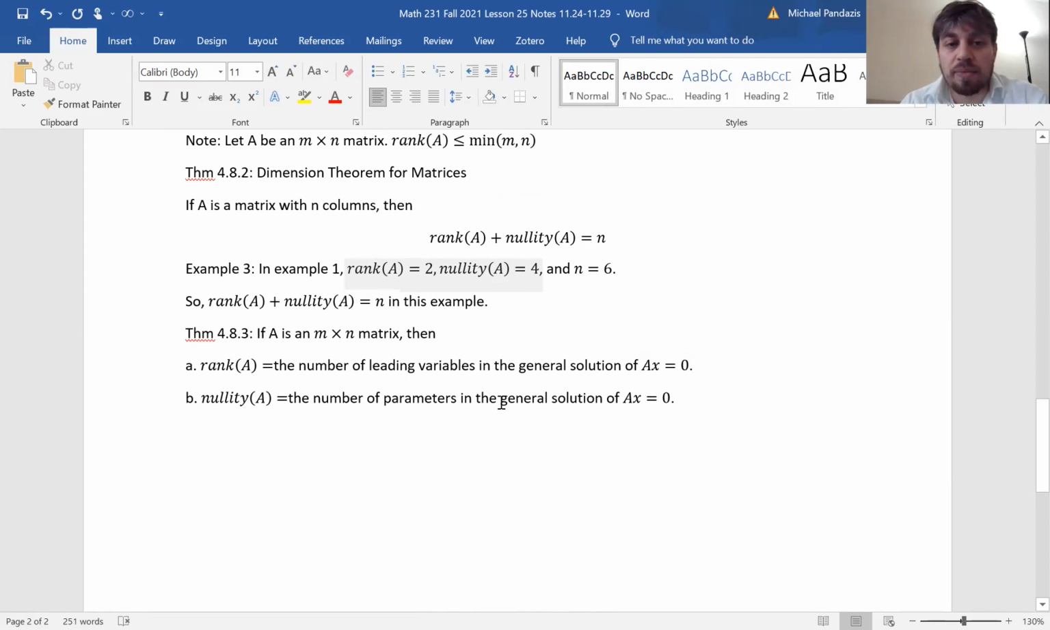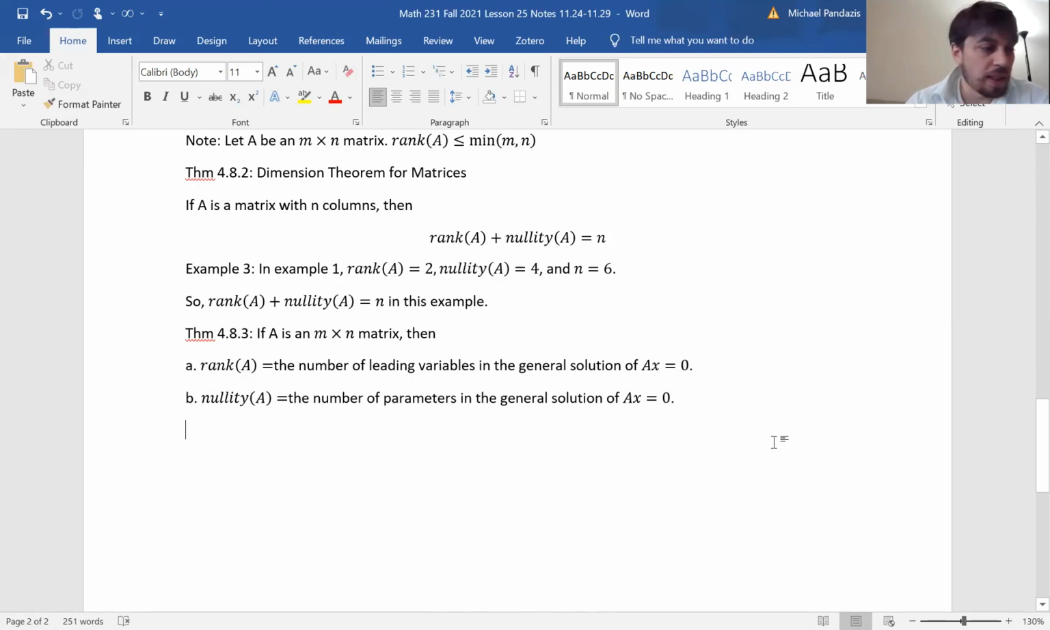And then the number of parameters in the general solution of AX equals 0 corresponds with the columns. When you get A to row echelon form or reduced row echelon form, it corresponds to the columns that don't have leading ones in them. And so if you add the number of columns with leading ones to the number of columns without leading ones, you get the total number of columns. Rank of A plus nullity of A is equal to the number of columns of A. Okay.